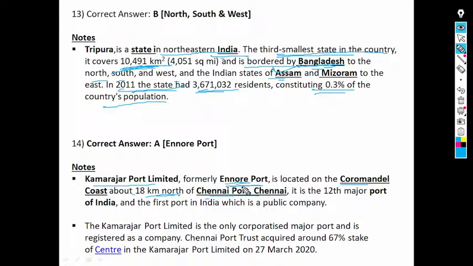Formerly Ennore Port, it has been renamed particularly in honor of Mr. Kamaraj, a politician. Kamaraj Port has been named as an honor.